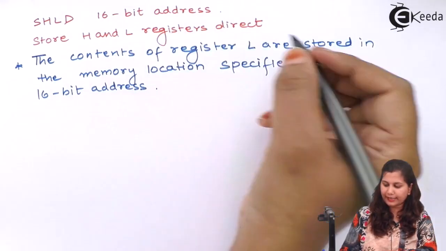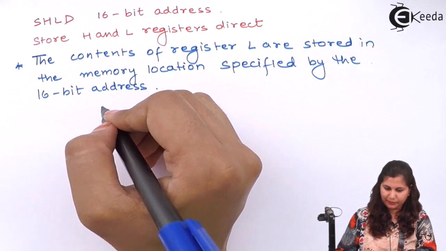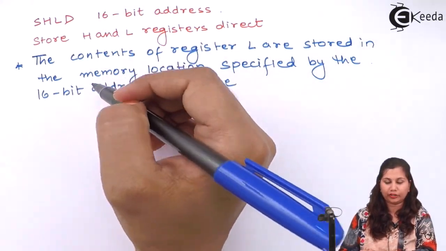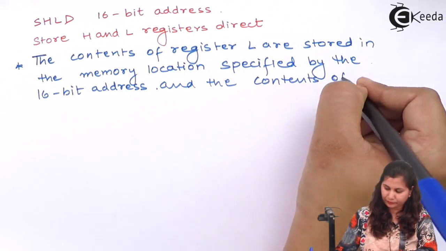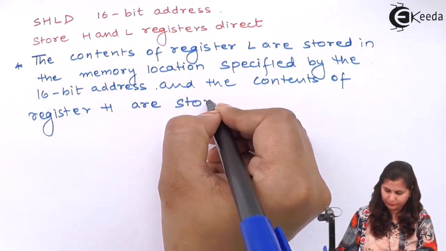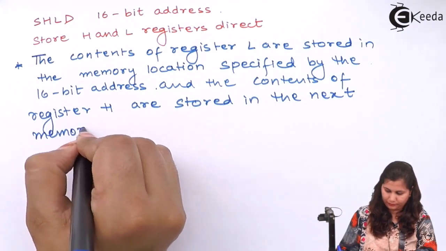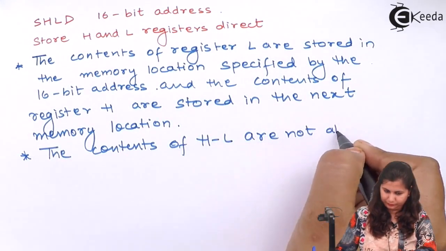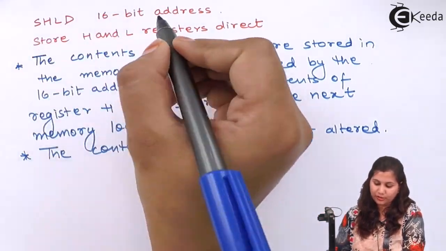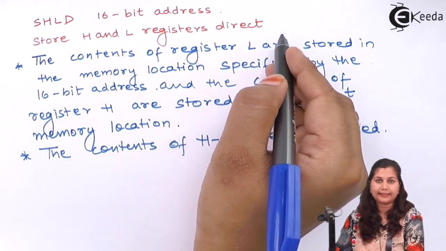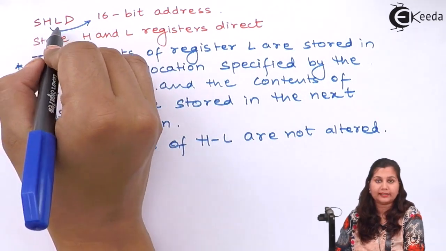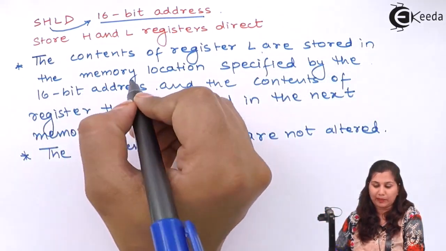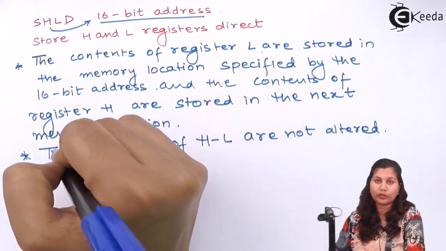So the contents of the register L are stored into the memory location specified by the 16 bit address, and the contents of the H register are stored in the memory location just after this. So this instruction is storing the H and L registers directly. That is, the contents of the H and L registers are directly stored at this 16 bit address. So the contents of the register L are stored at the memory location which is specified by this address, and the contents of the register H are stored in the next memory location.